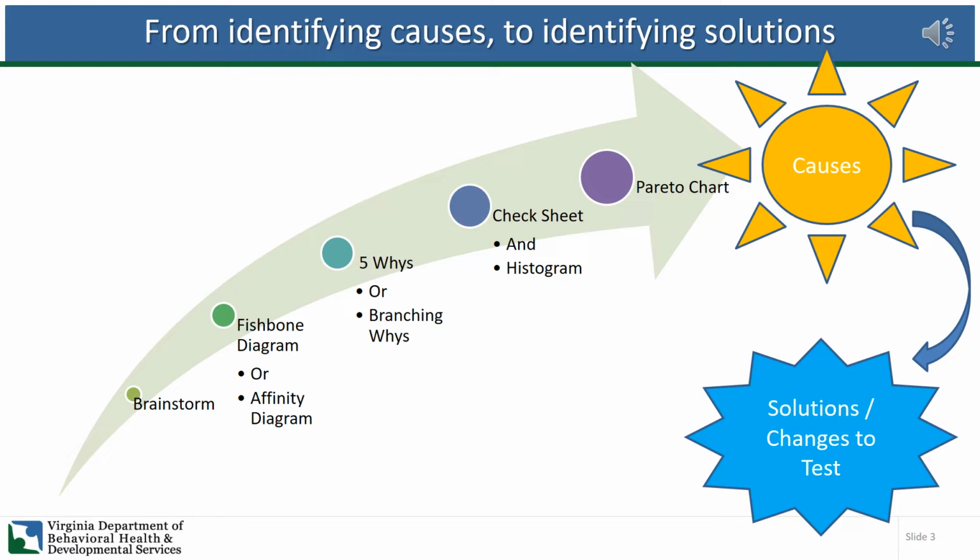So let's talk about how to use our causes to then move to identifying solutions, which will become your changes to test using the Plan, Do, Study, Act cycle.